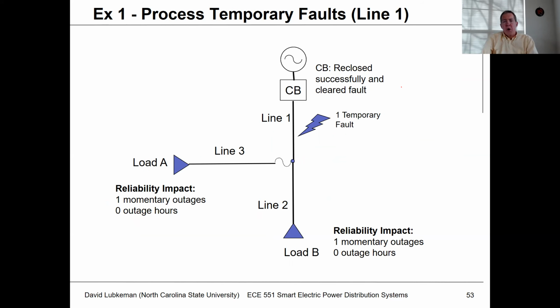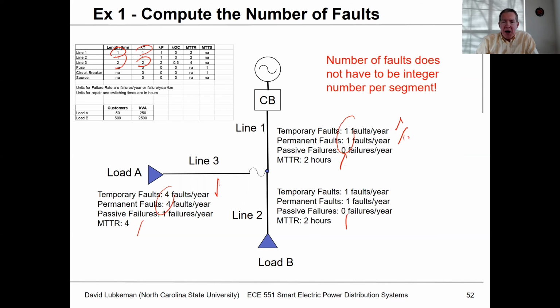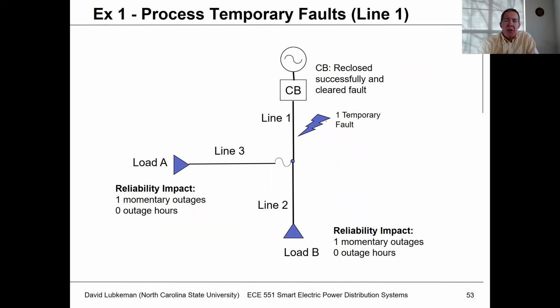So what we do then, given we've mapped out how many times we're going to have these events per year, is simply look at each event by itself and look at the response of the protection system. So this is why we have to know something about system protection. If I have a situation where I have a temporary fault that's below the circuit breaker, the circuit breaker sees the fault, goes through a reclosing operation, closes back in after a certain period of time. And if this is a temporary fault, then service gets restored. And so what this results in is 1 momentary outage.